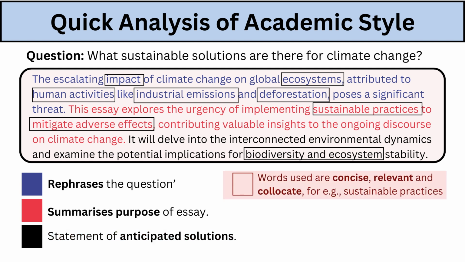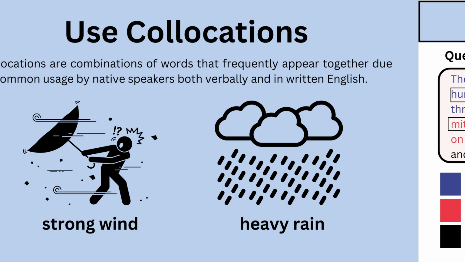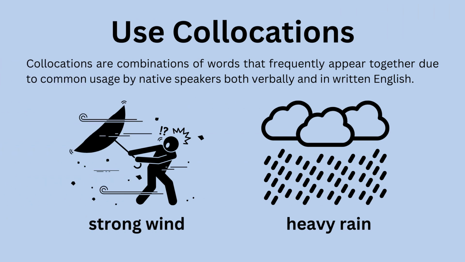But also, look at the squared boxes which show you the type of language being used, which are words one often hears when discussing or reading about climate change. When we talk about climate change, we talk about the impact, ecosystems, human activities, industrial emissions, deforestation, sustainable practices, and so on. All these words are concise, relevant, and collocate. When it comes to an academic essay, collocations are very important.